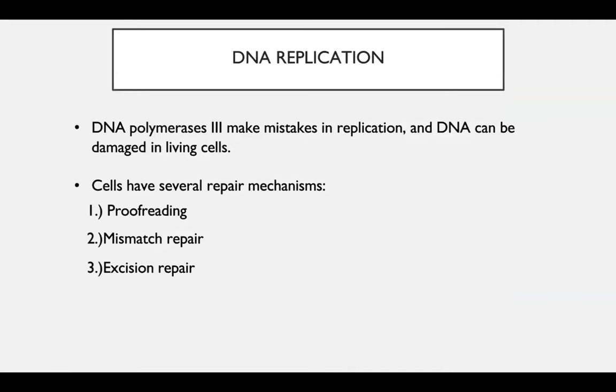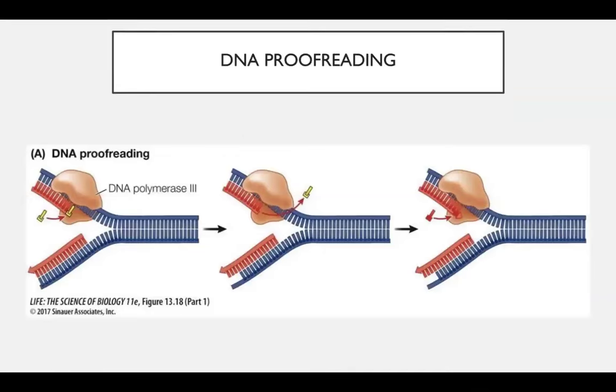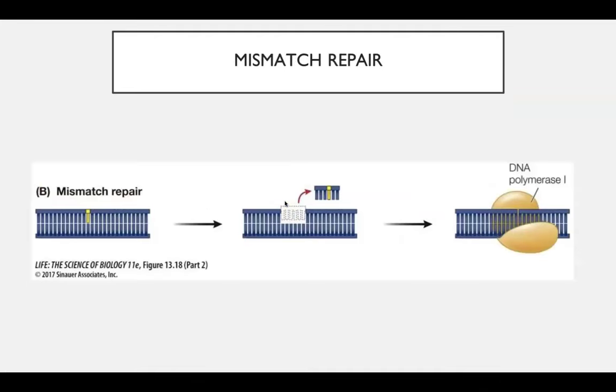So DNA polymerase can make mistakes in replication, but cells have repair mechanisms, which are proofreading, mismatch repair, and excision repair. For proofreading, if bases are paired incorrectly, the nucleotide is removed, and then DNA polymerase itself can add the correct one. For mismatch repair, the mechanism detects any mismatched bases. Proteins scan the DNA, and if there are any mismatched bases, they can be recognized as such, and then the base and bases surrounding it can be removed. DNA polymerase can be brought in to add the correct one.